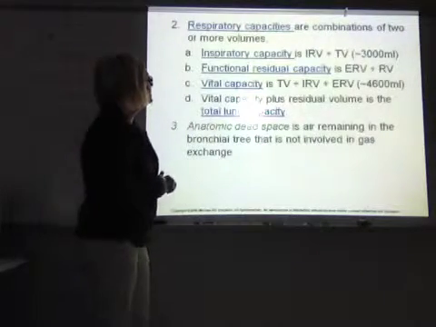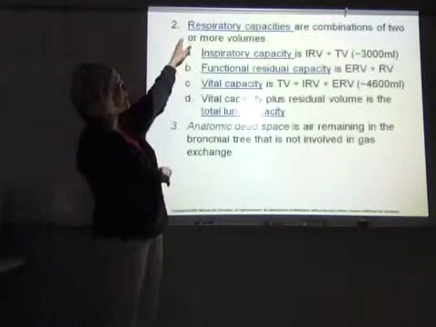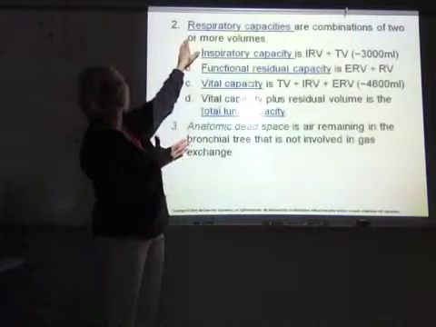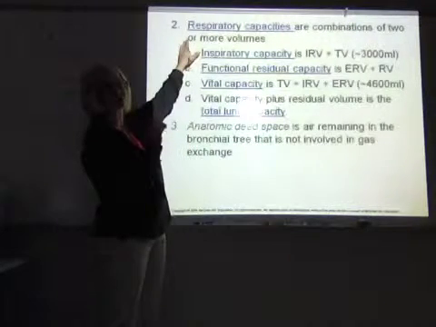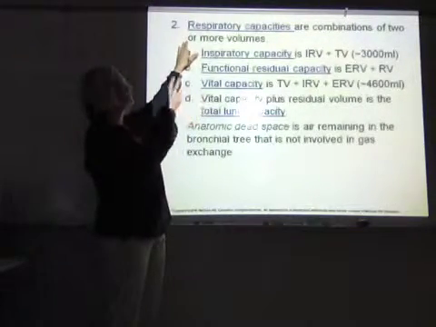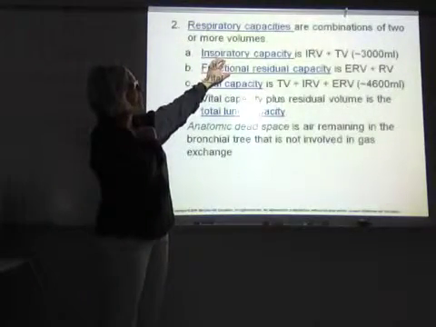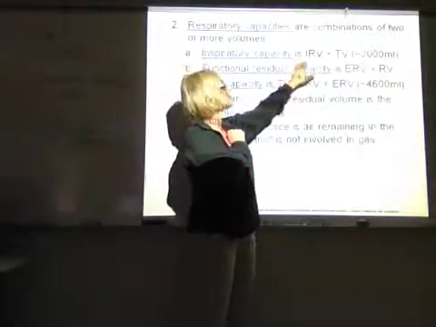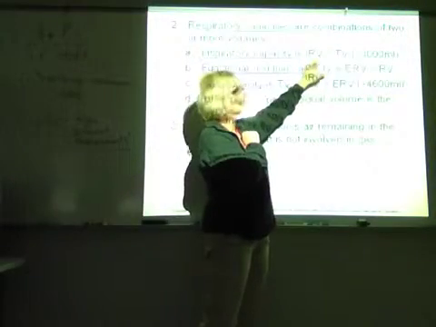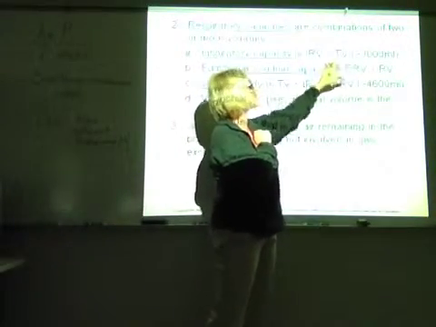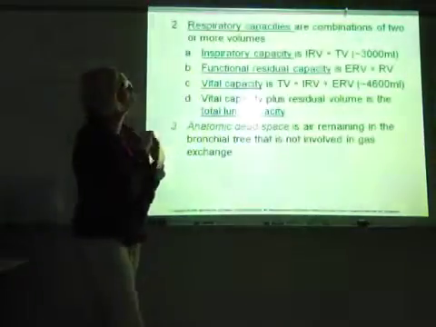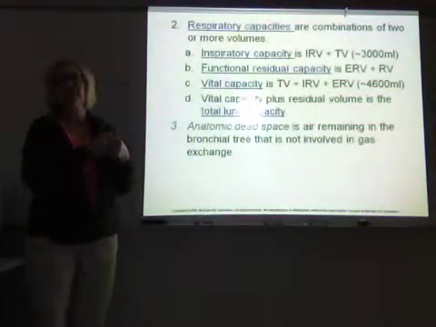If I want to look at some capacities, a capacity is going to be a combination of two of the volumes that we looked at. So inspiratory capacity is your inspiratory reserve volume plus your tidal volume, which is about 3,000 milliliters, and these are averages.